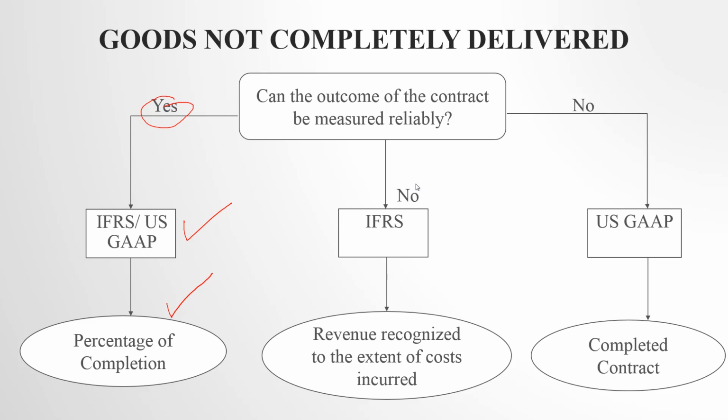But if the answer is no, if we cannot measure the outcome of the contract reliably, then in the IFRS, we recognize revenue to the extent that we have incurred costs. And under the US GAAP, we use a method called the completed contract method. Now, let's start by looking at all of these three methods and see how they work.